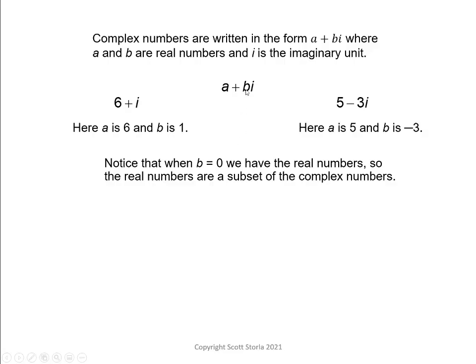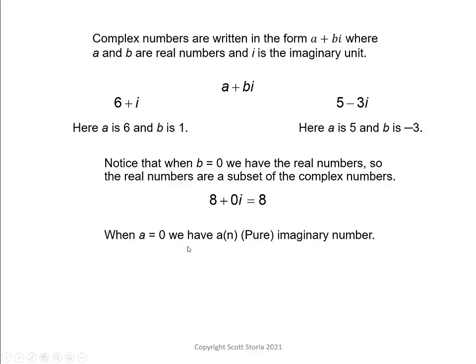Notice that when b is a 0, we only have a, since if b is 0, then this product is 0, and a plus 0 can be replaced by just a. So when b is 0, we have our real numbers. That means the real numbers are a subset of the complex numbers. For instance, the number 8 can be written as 8 plus 0i if you want to write it as a complex number.